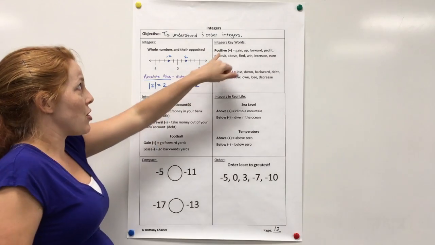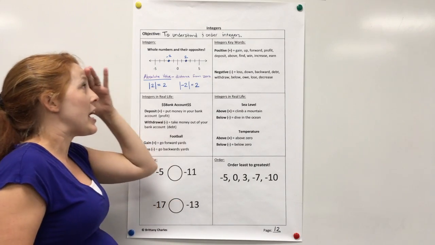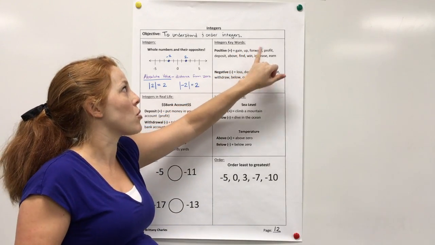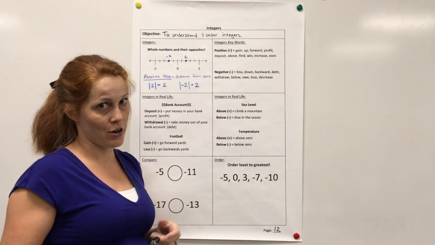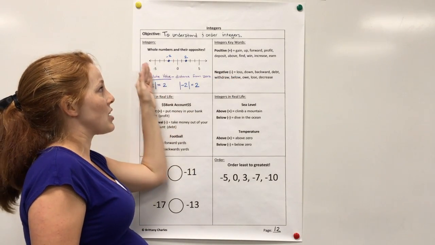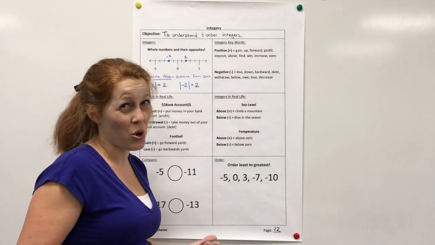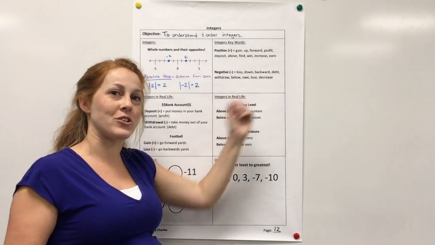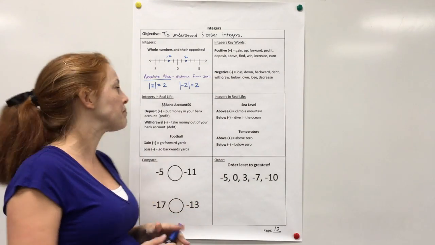All right, so over here I have some keywords that you might see when we're dealing with integers. And so here are some keywords when we're dealing with positive integers: gain, up, forward, profit, deposit, above, find, win, increase, and earn. And then here are some negative keywords that would be on the negative side: loss, something goes down, backwards. If you're in debt, that means you owe money. Withdraw, below, owe, lose, or decrease. Now, I've picked out a few of these just to do more specific examples of.